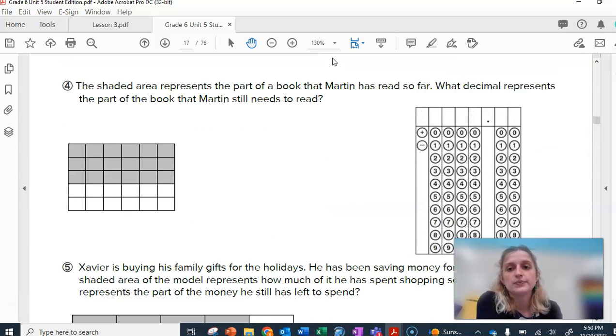Next up, the shaded area represents the part that she's read so far. I'm asking about the part she still needs to read. So again, you need to be careful when you're counting. Again, you're going to make a fraction, change your fraction to be out of 100, and then find your decimal.